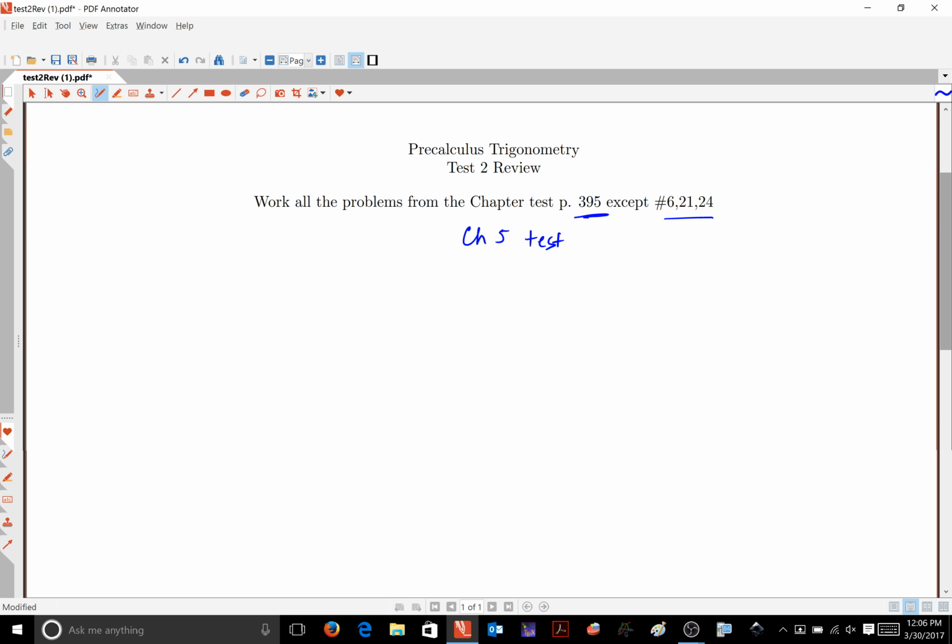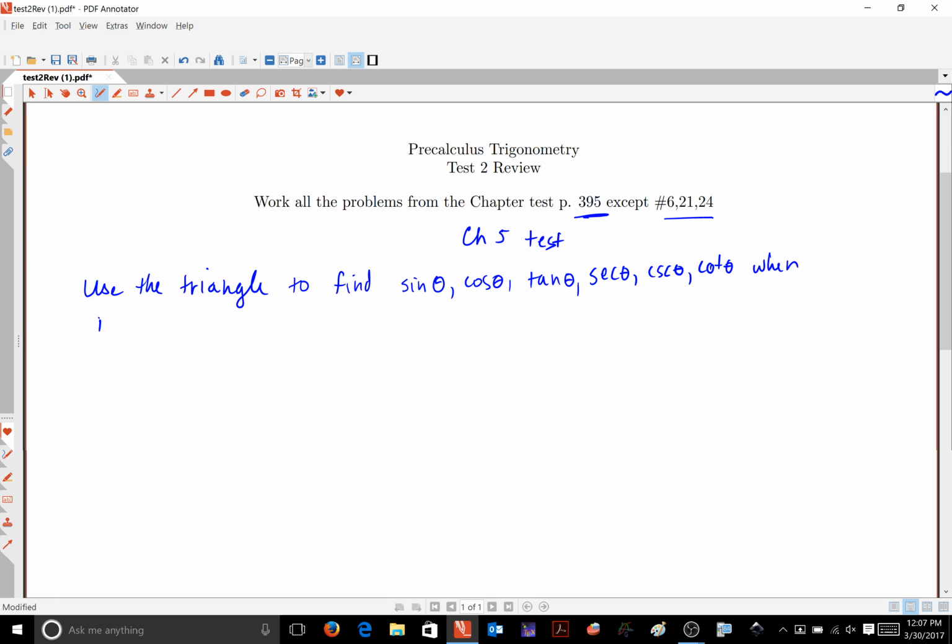So you have to be able to, if I give you tangent theta equals a value, or sine theta equals a value, or cosine theta equals a value, tell me what theta is. And you're going to use your triangle. Use a triangle to find sine theta, cosine theta, tangent theta, secant theta, cosecant theta, and cotangent theta.